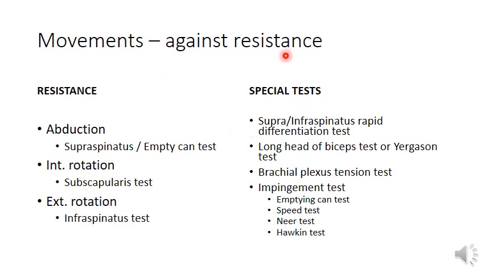The other movements against resistance are abduction, internal rotation, and external rotation. This can be done to rule out any abnormality. For example, abduction against resistance can be positive in a supraspinatus test or even in an empty can test, which we will be discussing. The internal rotation test against resistance can indicate a subscapularis problem, and external rotation can indicate an infraspinatus problem. So these are the different other special tests with regard to the shoulder joint, which we will be seeing.